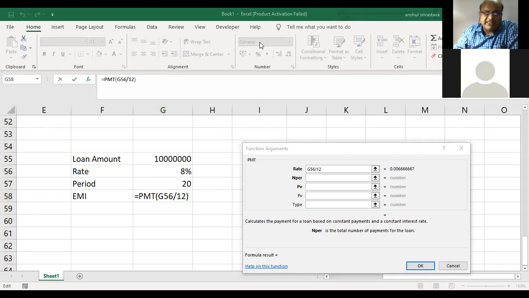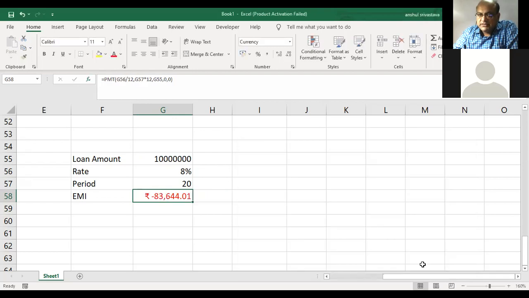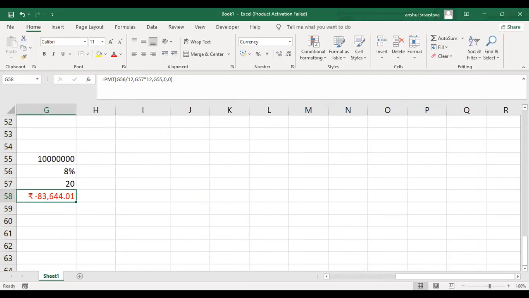Yes, correct, Vijay. 83,644, correct. Number of periods is 20 into 12. PV would be 1 crore, positive. Future value is 0 and type is 0. Why type 0? I told you, loan would be one of the rare things where the type would be 0. So 83,644. This is your EMI.